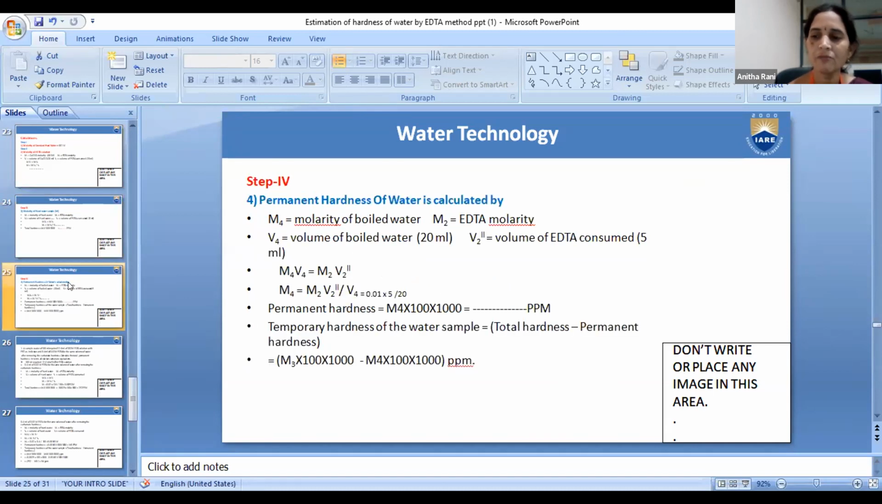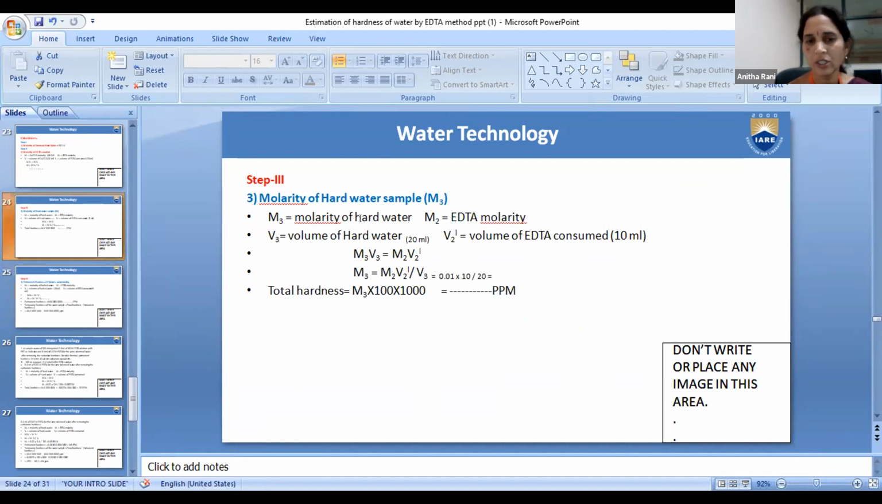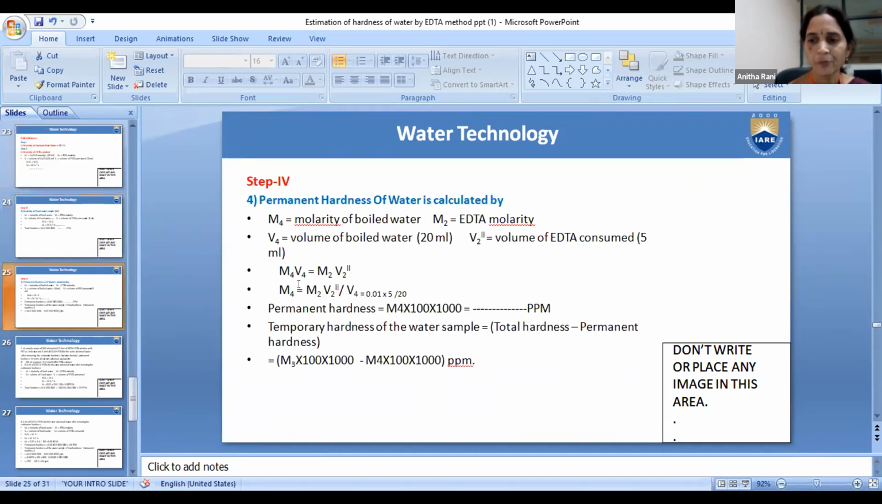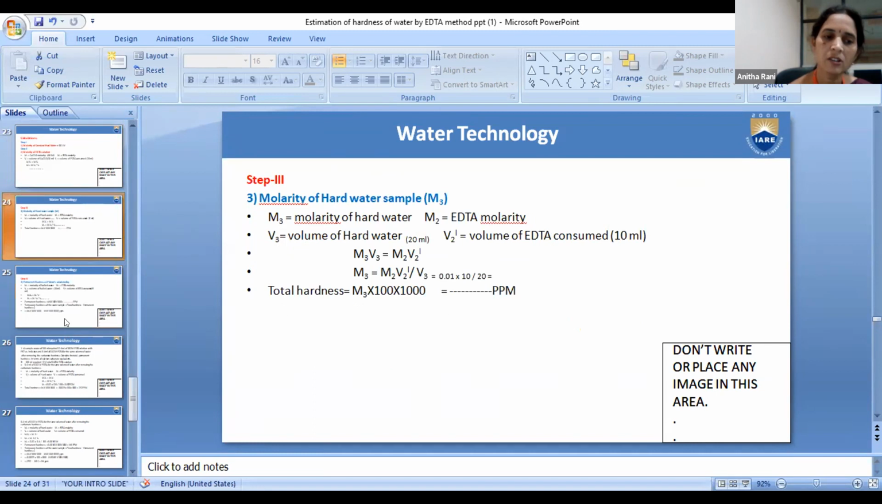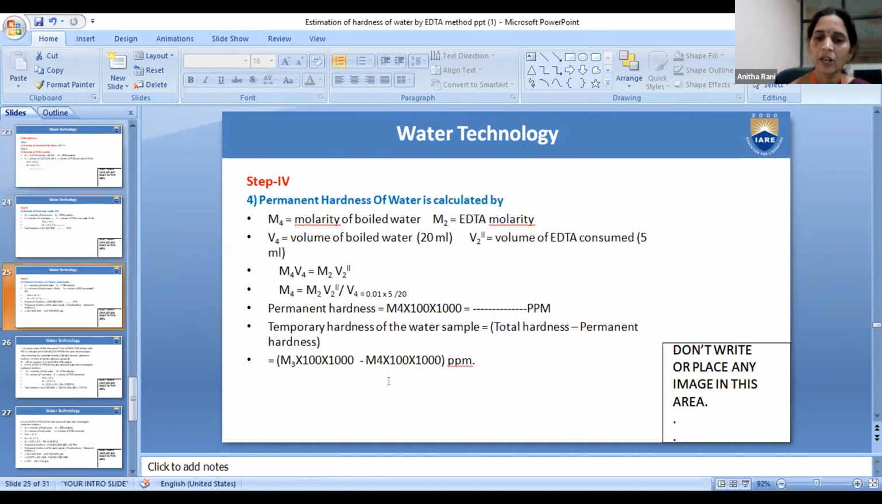Then we can find out total hardness. What is total hardness here? M3, the molarity of hard water, that is total hardness. We are taking tap water. What is permanent hardness here? M4. So how to find out temporary hardness? M3 minus M4. So then we can find out temporary hardness. That is what I gave here: temporary hardness of water sample is equal to total hardness minus permanent hardness.